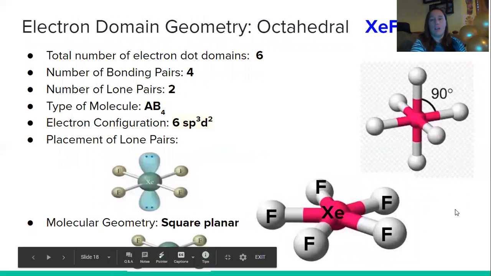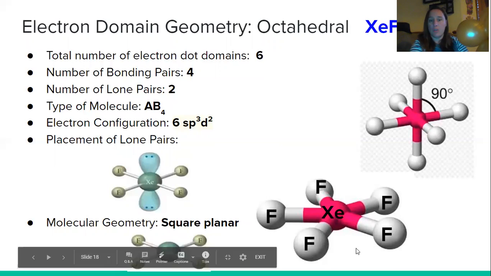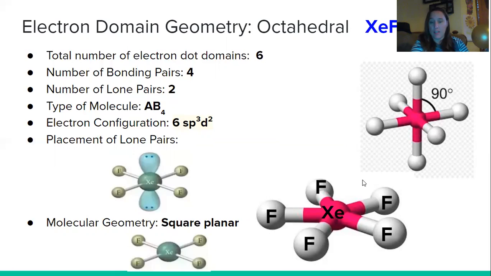The last one here is xenon tetrafluoride, with a total number of electron domains of 6. So it is an octahedral domain geometry. We have 4 bonded pairs, 2 lone pairs. It's an AB4 molecule, 6sp3d2 electron configuration. Our lone pairs are located on the xenon atom, and this particular one is square planar. And again, it has bond angles of 90 degrees.